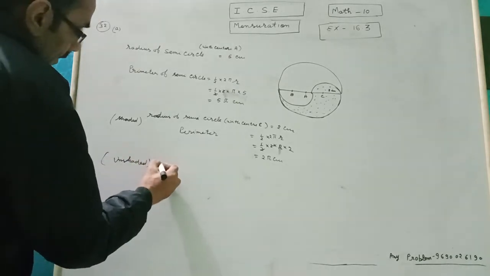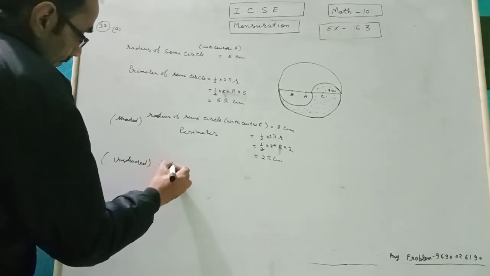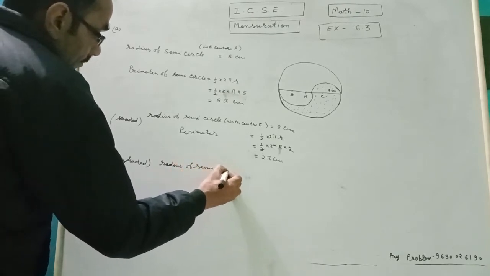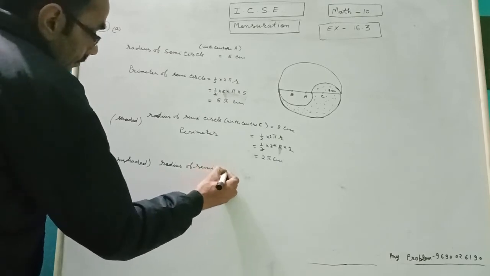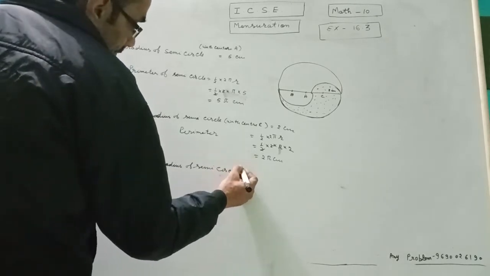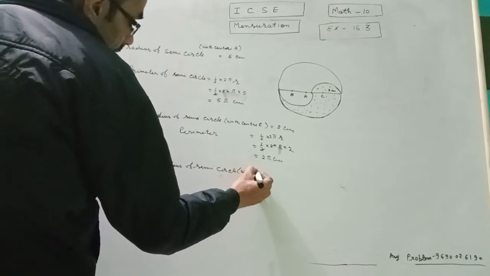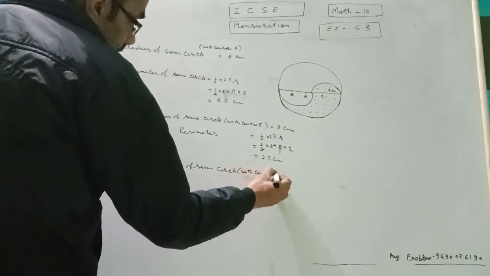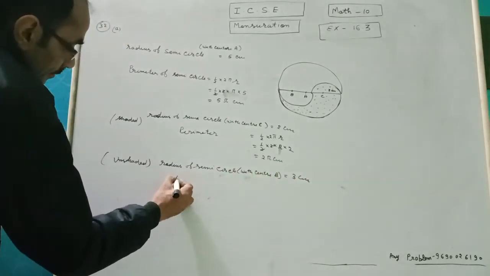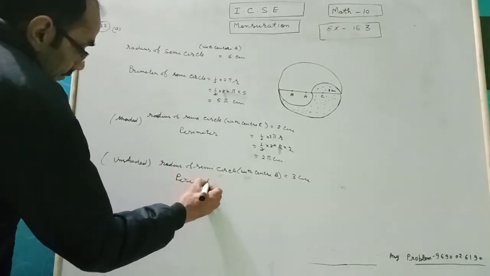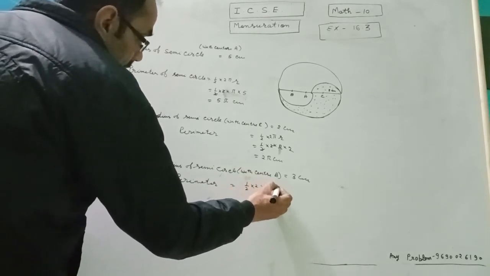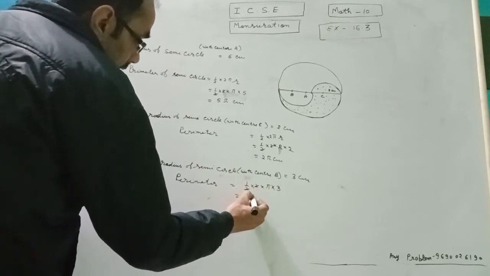Unshaded part, radius of semicircle with center B is equal to 3 cm. Perimeter is 1 by 2 into 2 into pi into 3 cm. 2 divided by 2, 3 pi cm.